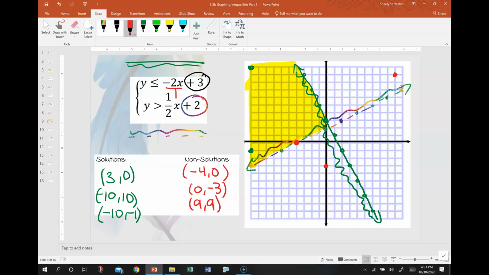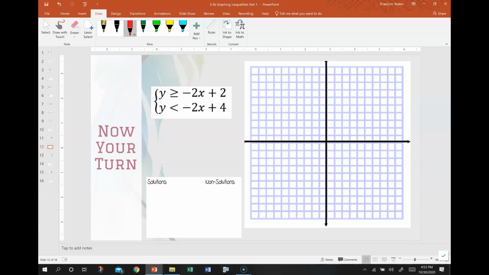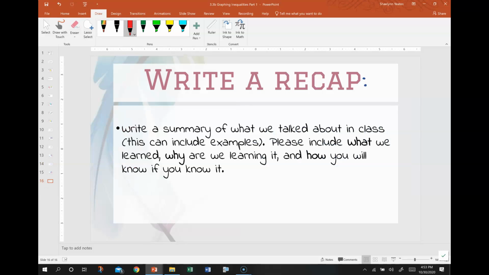All right, now that we've done those, you guys get to do a lot of practice. Go ahead and try this one out. Notice it's already all y equals stuff. This one too, it's going to be quite beautiful. Go ahead and do this one, and then once you're done with that, write your recap, and you are done for the day.